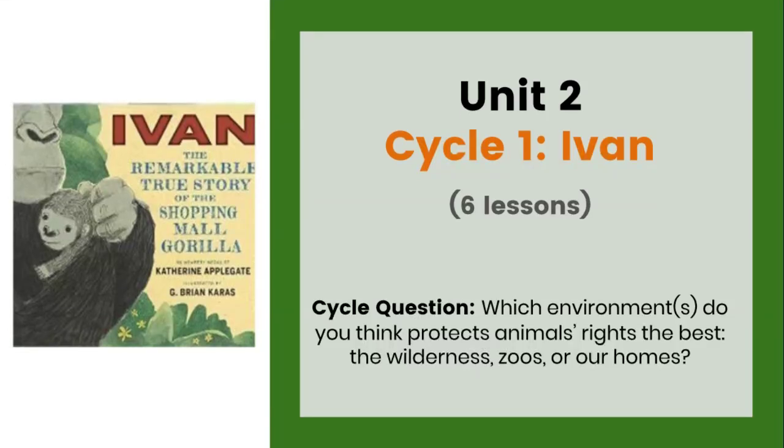After cycle 0, we jump into cycle 1, which is focused on the book Ivan, the Remarkable True Story of the Shopping Mall Gorilla. For this cycle, there are 6 lessons, which is very consistent with all of the other reading cycles. The question is, which environments do you think protect animal rights the best? The wilderness, zoos, or our homes?